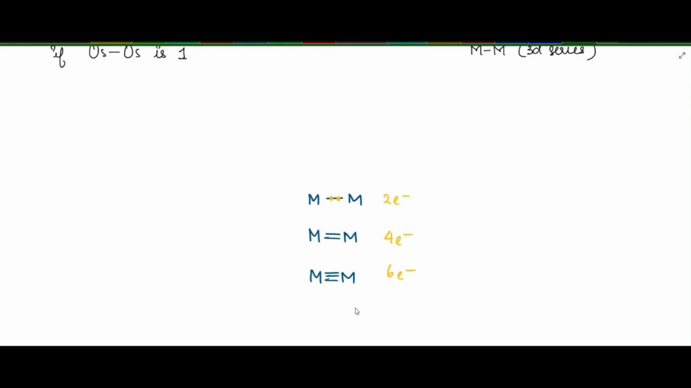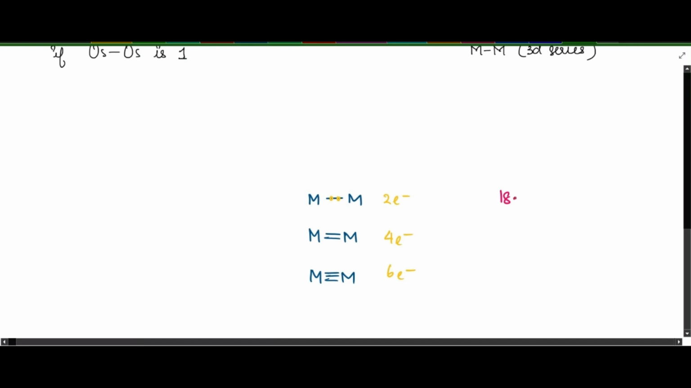So you will be able to find the number of bonds. How will you be able to find the number of bonds? 18 into the number of metals which are present, minus the total valence electrons, divided by 2, will give you the number of metal-metal bonds. This is the equation.